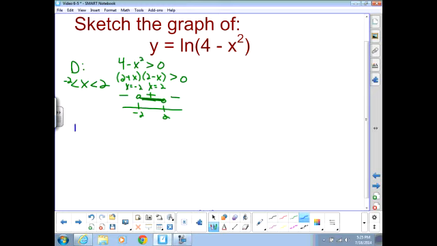Next, we have our intercepts. So your y-intercept, you just put in 0 for x. So that's 0, comma, natural log of 4.